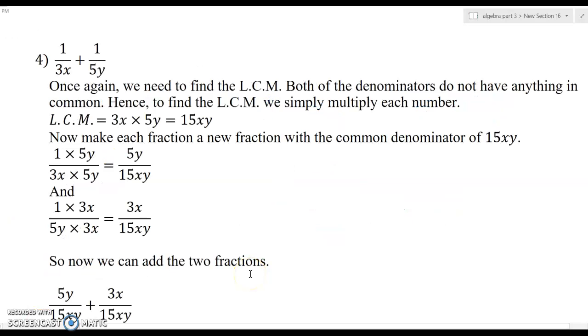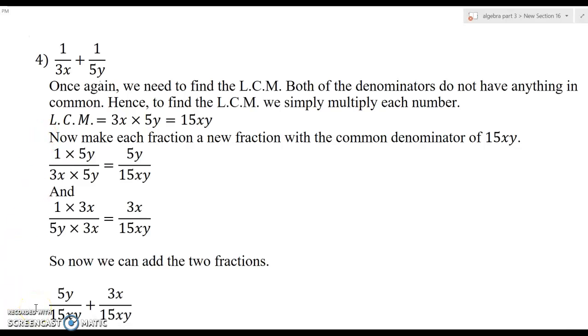So now it gets a little more interesting. We have two fractions here. 1 over 3x plus 1 over 5y. Now, in our first few examples, we had only numbers alone as the denominators. But now we have a number and a variable together, right?